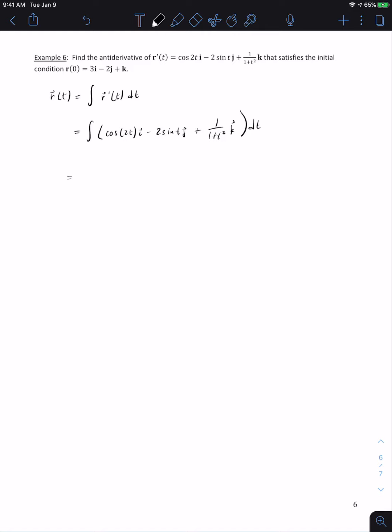And so that's why it's going to be easier to keep track of if I distribute the integral to each piece. So for instance, here I get the integral of cosine of 2t dt times i, plus the integral of negative 2 sine of t dt j, plus the integral of 1 over 1 plus t squared dt k.